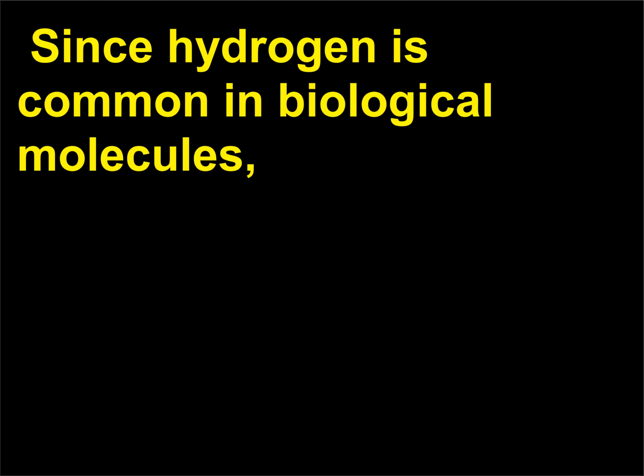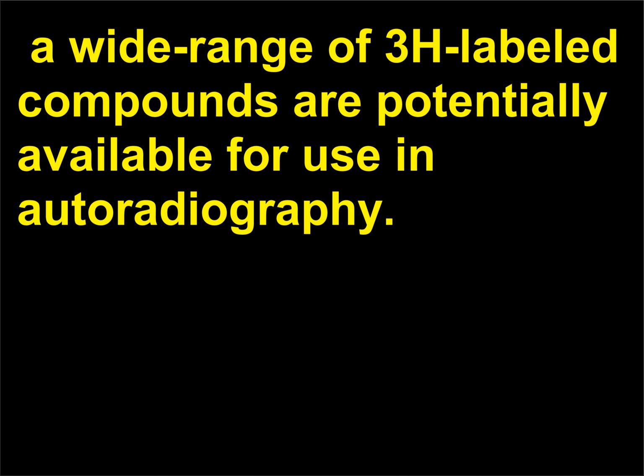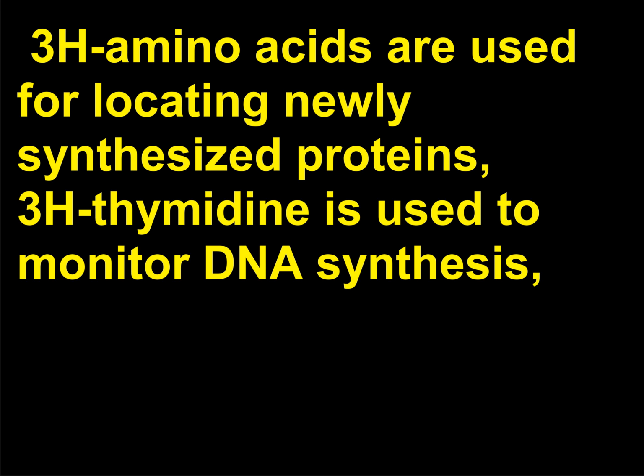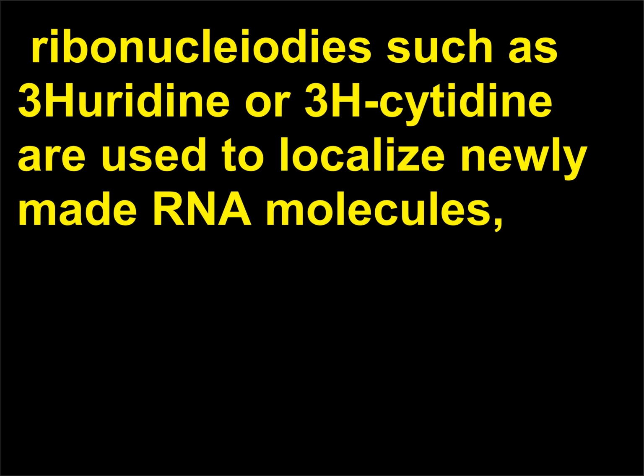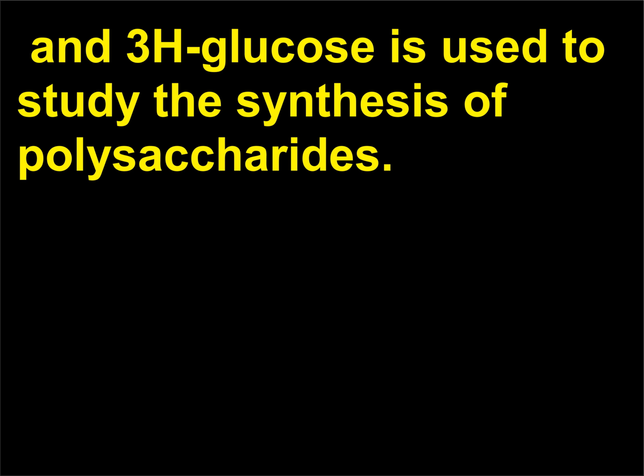Since hydrogen is common in biological molecules, a wide range of 3H labeled compounds are potentially available for use in autoradiography. 3H amino acids are used for locating newly synthesized proteins. 3H thymidine is used to monitor DNA synthesis. Ribonucleotides such as 3H-uridine or 3H-cytidine are used to localize newly made RNA molecules. And 3H-glucose is used to study the synthesis of polysaccharides.